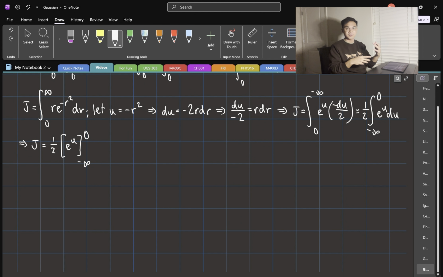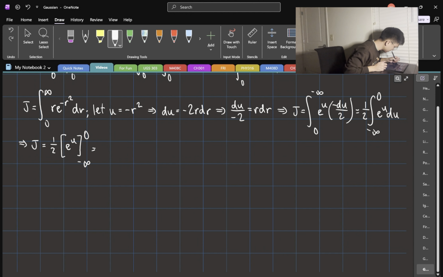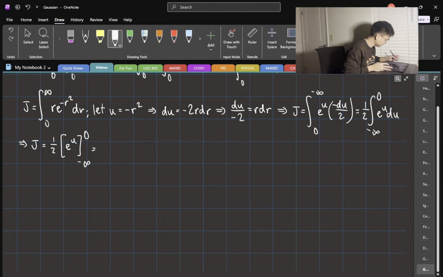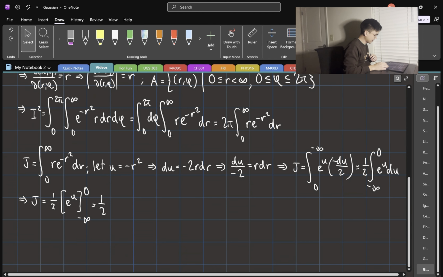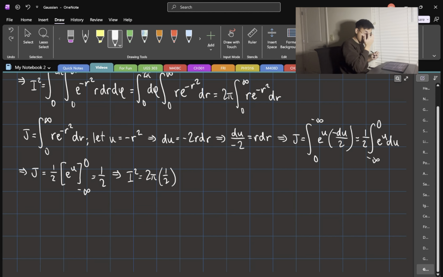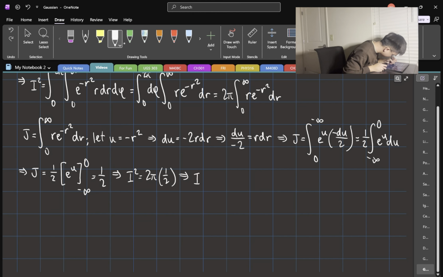Upper limit, e to the 0 is just 1. The lower limit, when u tends to negative infinity, that's going to suppress the exponential. It's going to bring it all the way down to 0. So really, this is just 1/2 times 1 minus 0, which is just 1/2 times 1, which is just 1/2. Cool. Okay. So when I plug that back into my original integral, the I squared stuff, I'm going to have 2 pi times 1/2. And 2 pi times 1/2, last I checked, is nothing other than pi.